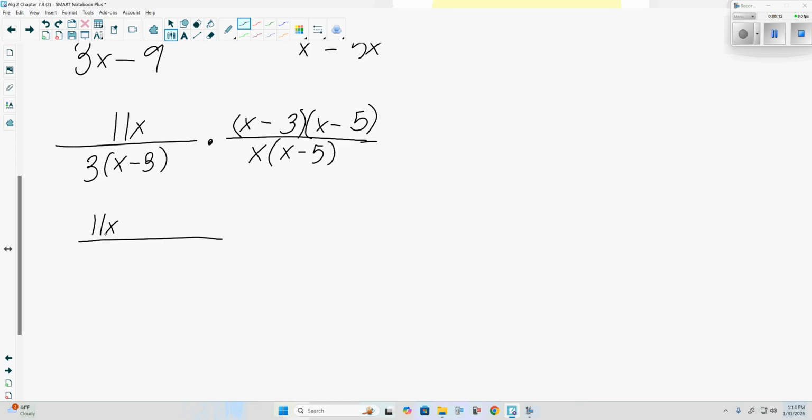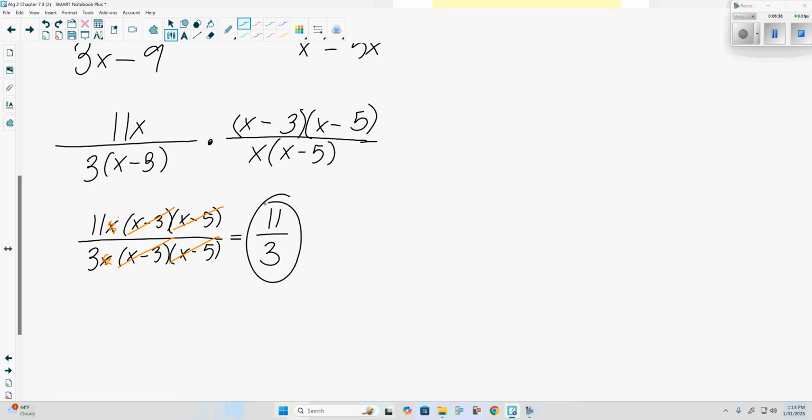Now we multiply, we get 11x times x minus 3 times x minus 5. On bottom, we'd have x times x minus 3 times our x minus 5. The x minus 3, x minus 3, x minus 5, x and x simplify, leaving us with, indeed, 11 over 3. That's it. Questions on this here?